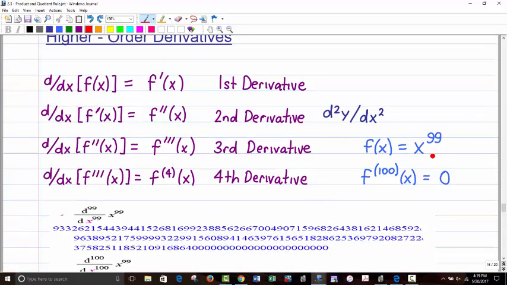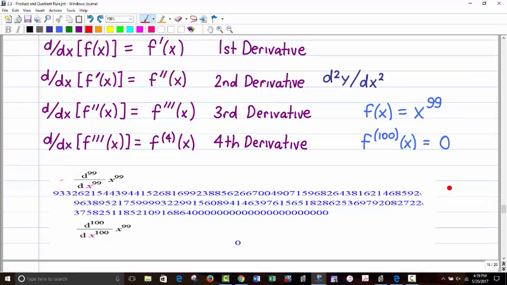I don't think I really asked you anything like this on this test, but it's kind of interesting. For a polynomial, some terms, the derivative would never end. It would never go away to 0, but for this one, if you have x to the 99th power and you took the 100th derivative, that answer would be 0. I wouldn't worry too much about that.